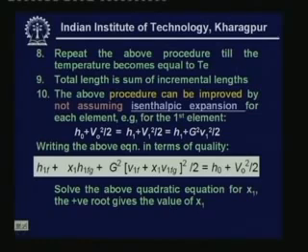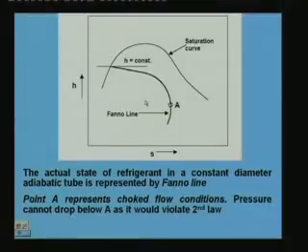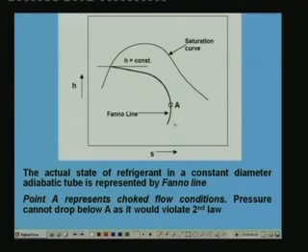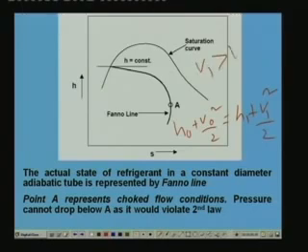The above procedure can be improved by not assuming isenthalpic expansion for each element. You find that in actual case the flow through capillary is not isenthalpic, but the enthalpy reduces inside the capillary tube. Why does the enthalpy reduce? The enthalpy reduces because from the energy balance equation at any point H0 plus V naught square by 2 is equal to H1 plus V1 square by 2. And we know that in the direction of flow the velocity increases, that means V1 is greater than V naught. Okay, that means H1 should be less than H naught.